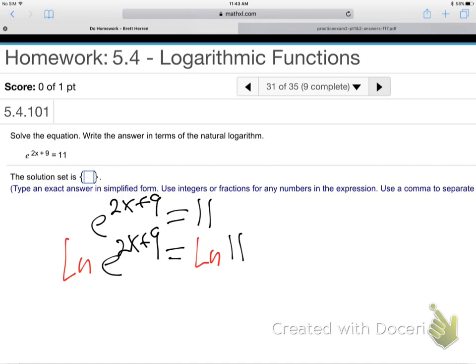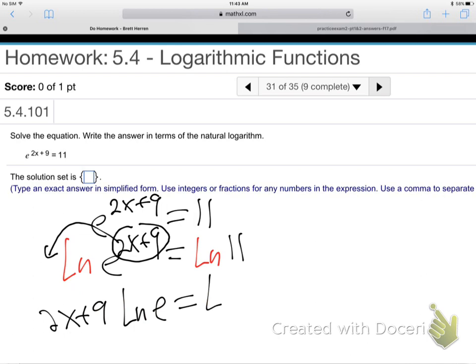And then that whole power, that whole 2x plus 9, now drops down, right? Logs are the only thing we have in the math curriculum that dethrones powers. That's really special. I want you to see it's special that powers come down to the base level. That's really weird. And that's really what we need. So that whole 2x plus 9 comes down from the power. It's dethroned. It has no more power. And ln e, that's just 1. So then 2x plus 9 is ln 11.